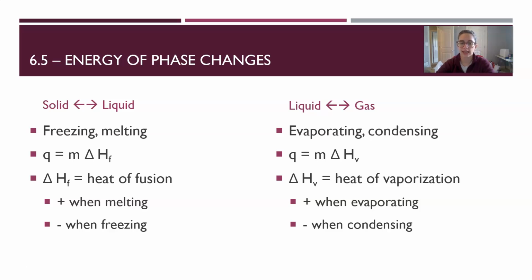So when we're just looking at a change in state or a change in phase, our equations don't include a change in temperature because temperature doesn't change when we change phases. We're only looking at mass and then the heat of fusion or the heat of vaporization, depending on the change that's happening.